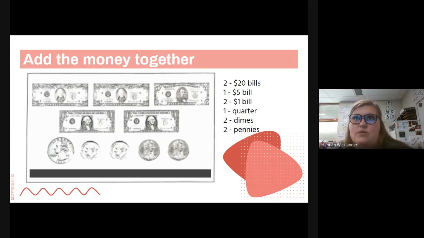Two $20 bills, one $5 bill, two $1 bills, one quarter, two dimes, and two pennies. So if you add together two $20 bills, one $5 bill, two $1 bills, a quarter, two dimes, and two pennies, I'm going to start with my largest bills, so the 20s. I'll add those together first, then add my 5 to it, then the two 1s, and then add up my change, and then add them together.